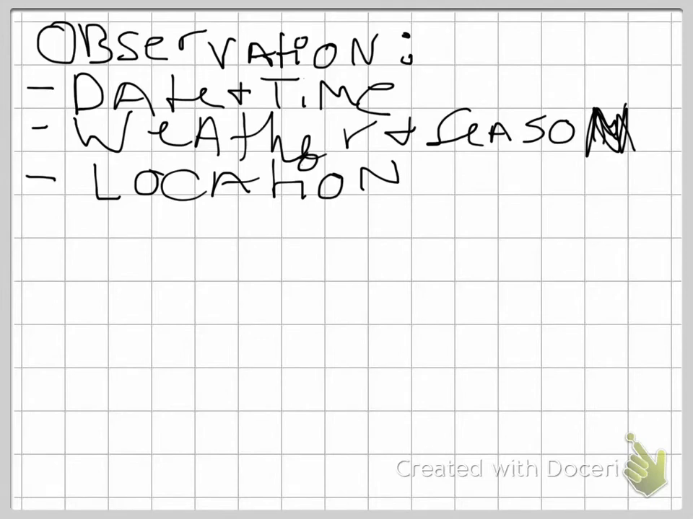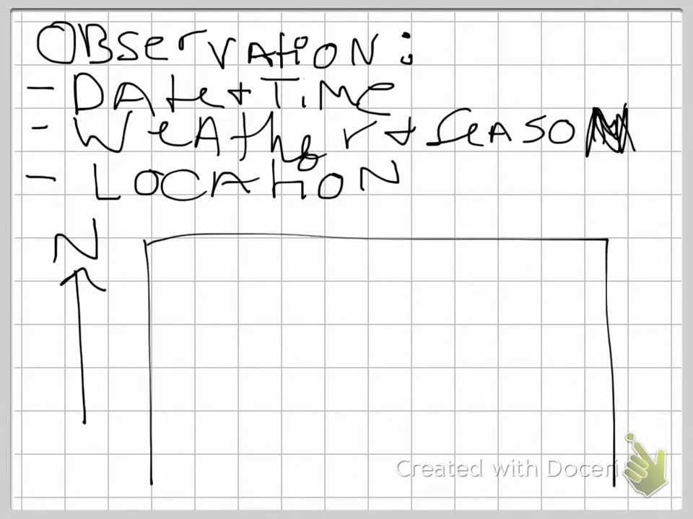So for example, we might want to record some directions. Like we might want to figure out where north is and have a little north arrow on a map grid and tally in our observations the location of things that we found.